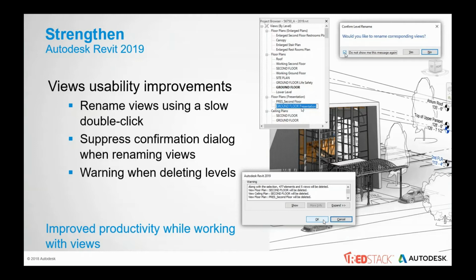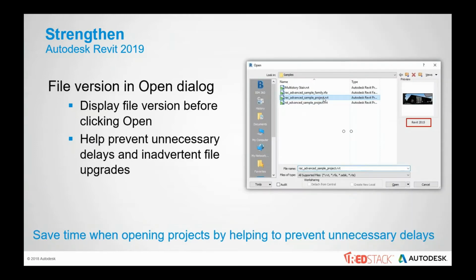Before you delete a level, the software warns that corresponding views will also be deleted. New in this release, the warning also lists elements related to the selected levels. You can expand the warning to see the full list of affected views and elements, click OK to continue with the decisions, or cancel to cancel the request. This improvement is aimed at helping to prevent team members from inadvertently deleting elements from the model, thus helping teams to avoid costly mistakes. So the bottom line here is that you've got improved productivity while working with views.